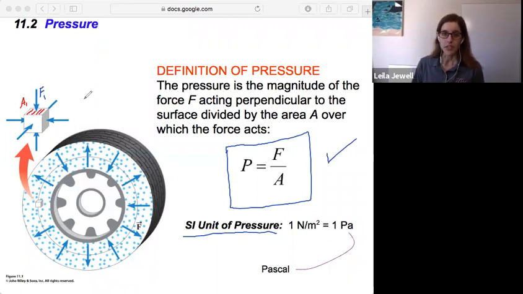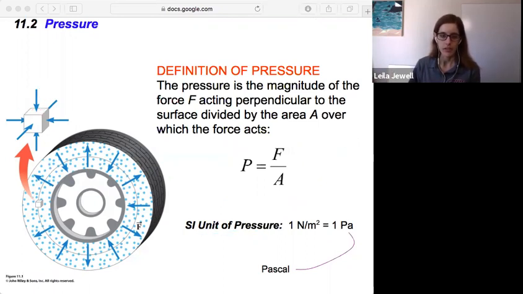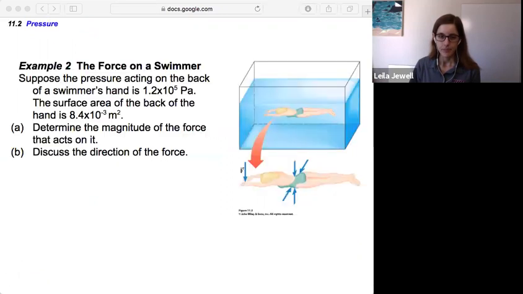We're going to keep seeing a lot of pressure, so I'll leave the discussion there for now and look at an example. The force on a swimmer. Suppose the pressure acting on the back of a swimmer's hand is 1.2 times 10 to the 5th pascals. The surface area of the back of the hand is 8.4 times 10 to the minus 3rd meters squared. Determine the magnitude of the force that acts on it. Discuss the direction of the force.